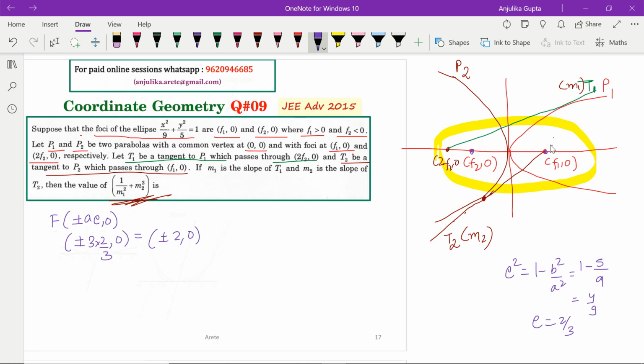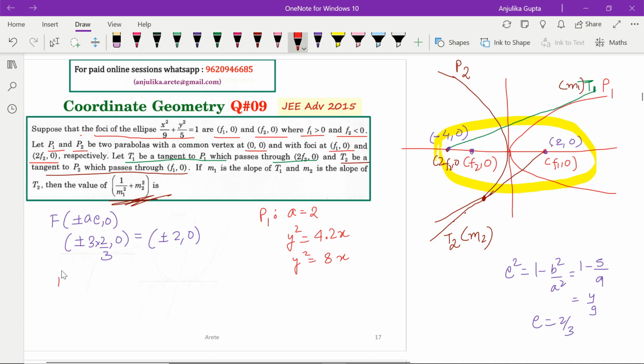So your f1, 0 is what? 2 comma 0, and your 2f2, forget about this because we are not saying anything about that. 2f2 is how much? Minus 4. Minus 4 comma 0. Correct? Now tell me equation of this parabola P1. Because just now you said that a value is 2, right? That's the focus. A value is 2, so the parabola would be y square is 4 times a times x. So y square is 8x is your P1 parabola.